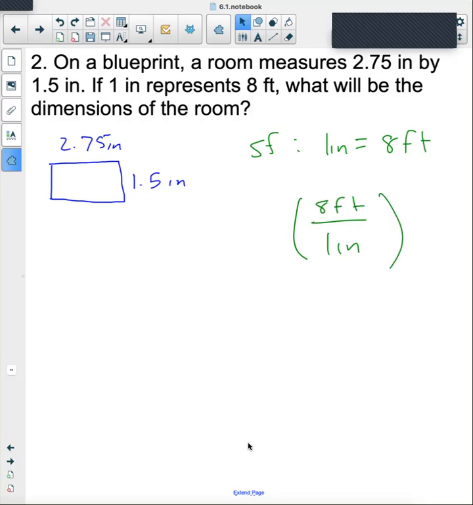We could also write this as 8 feet over 1 inch, if you like your units to cross out. So we'll just do one side at a time. Let's do 2.75 inches multiplied by that 8 feet per 1 inch scale factor. And that will equal 22 feet in length.